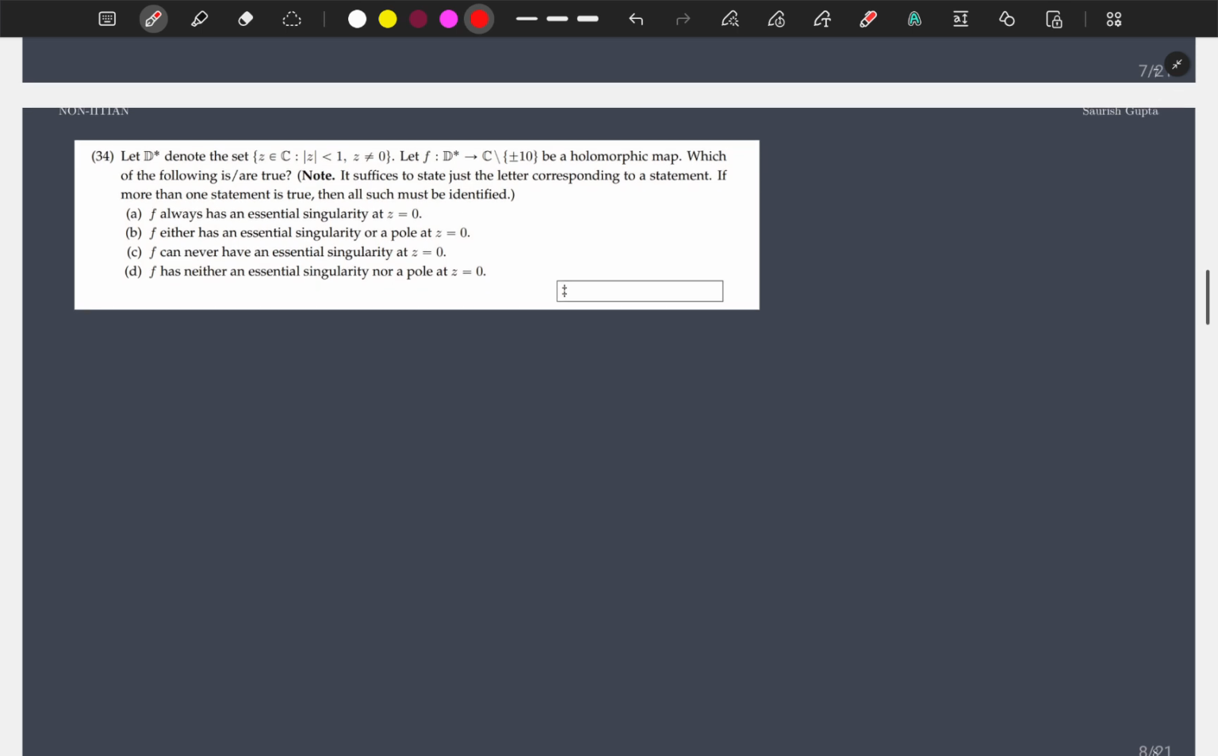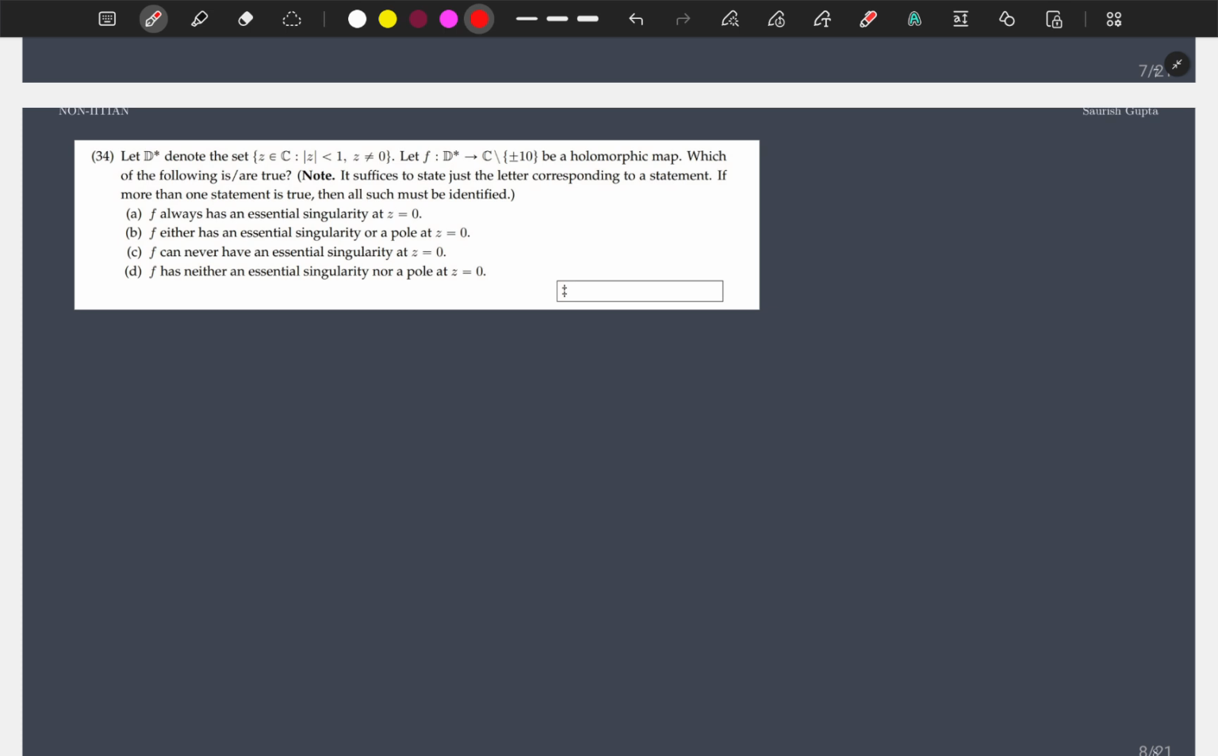What is it saying? So let G star denote the set Z in C. Okay, so it's just the punctured disk, and it takes all the elements in the complex plane except plus or minus 10. Which of the following is or are true? F has an essential singularity at z equal to 0. Okay. Now it won't have an essential singularity at z equal to 0.